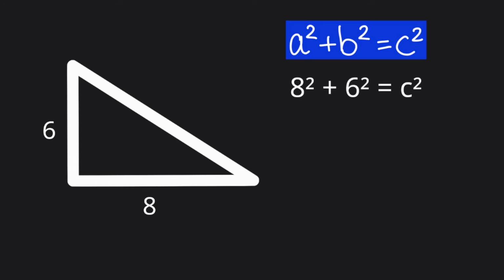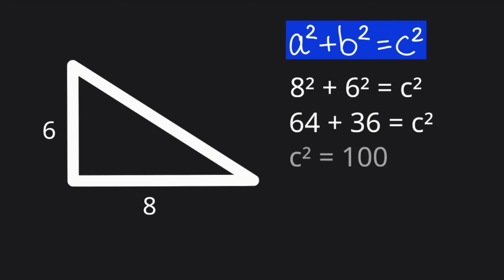Now we have the equation 8 squared plus 6 squared equals c squared. So 64 plus 36 equals c squared. And 64 plus 36 is 100. So c squared is equal to 100. Now we know that c squared is 100, but what is c? The square root of 100 is 10, so c is equal to 10.